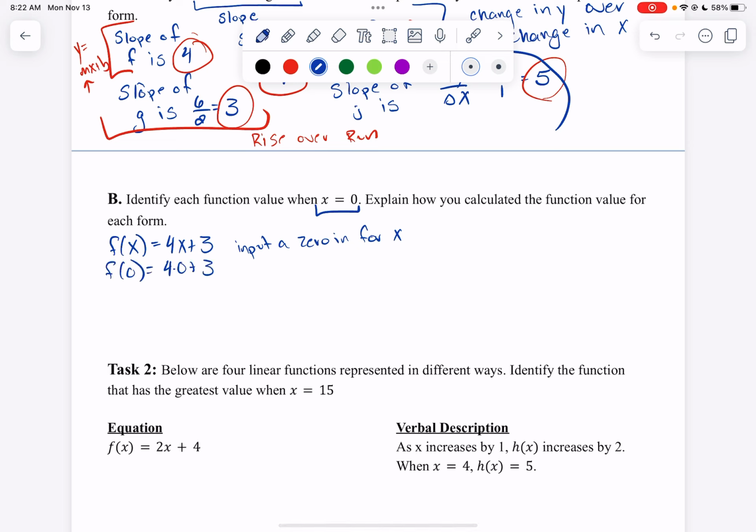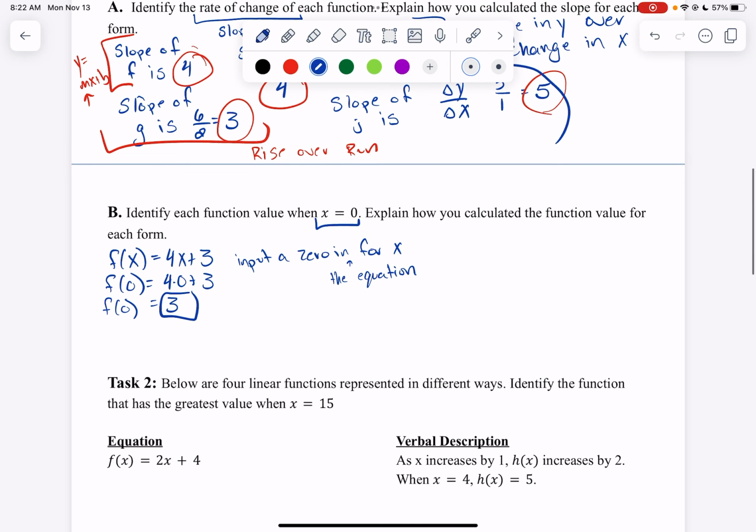4 times 0 plus 3. 4 times 0 equals 0, plus 3 equals 3. So f of 0, the output is 3 for f. So we input a 0 in the equation for x, since it's written as an equation.